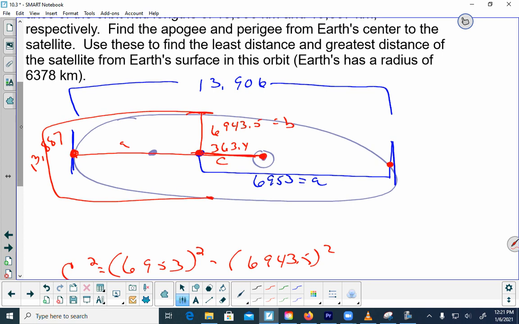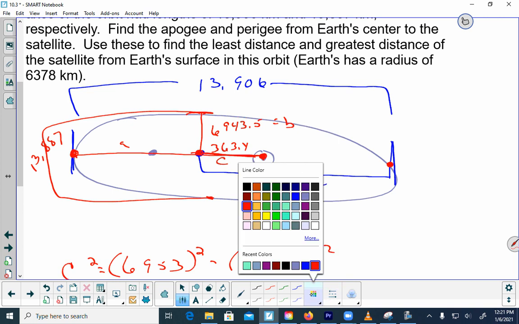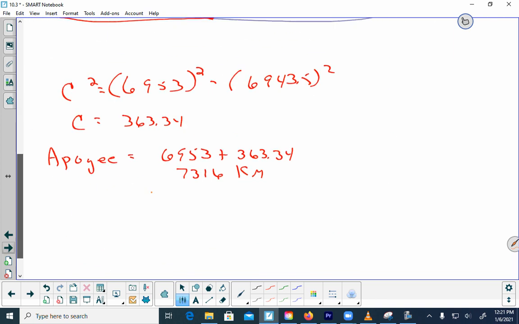But I want to know what it is to the surface. So then I'm going to take the radius, which obviously is not drawn to scale. The radius is going to be this part right here, from here to here, and that's 6,378. So I'm going to subtract that from the 7,316, and I get 938 kilometers. And that's going to be my greatest distance from the surface of the Earth to the satellite.